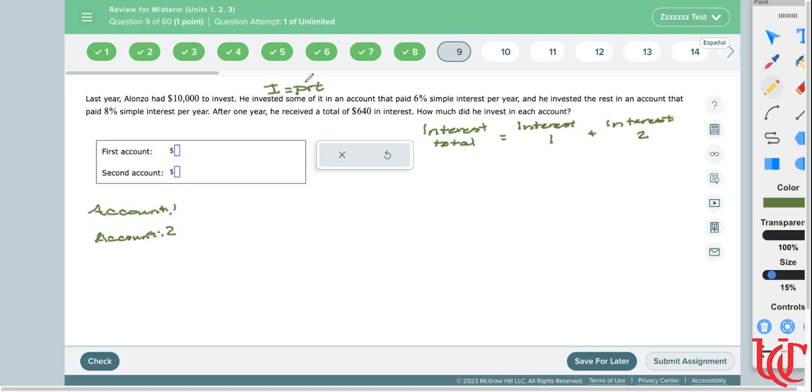Now, remember, interest is that formula. So I need the amount that we're investing times the rate. So I know account 1, my rate is 6%. And 6% is 0.06. We always want percents written as a decimal. And he invested the rest in an account that paid 8%. So this R is 0.08. Now, if you had sense, you'd put more money in the higher paying thing, but that's not always going to happen in these problems. So don't assume that the higher interest rate is going to get the most money.